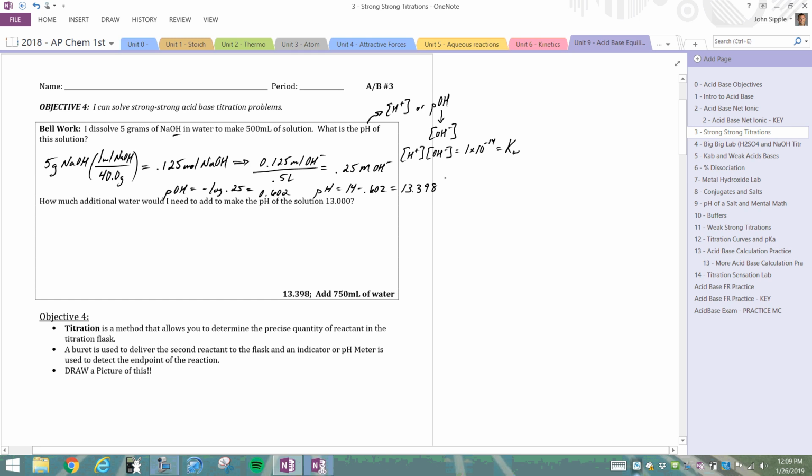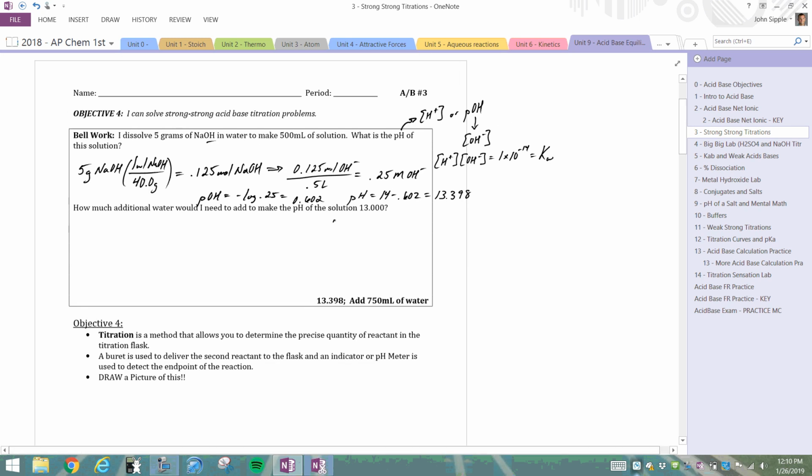We got that one. And then they're asking, all right, well, how much water would we need to add to make the pH of solution 13? So if the pH is equal to 13, then we know that the pOH has to be equal to 1. Okay, well, in order for us to figure out what the concentration of OH minus is at that point, that means that we need to take 10 and raise it to the negative pOH, and that will be equal to 0.10 molar. Okay, we need the concentration of that solution to be 0.10 molar.